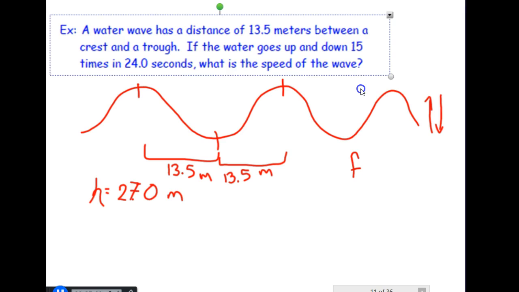So we're told that we have an up-down motion. Is that a full cycle? If we go up and down, is that one full cycle of a wave? Yes, it is. So f is equal to the number of cycles divided by the time. We're told that we're going up and down 15 times, that's 15 cycles, in 24.0 seconds.